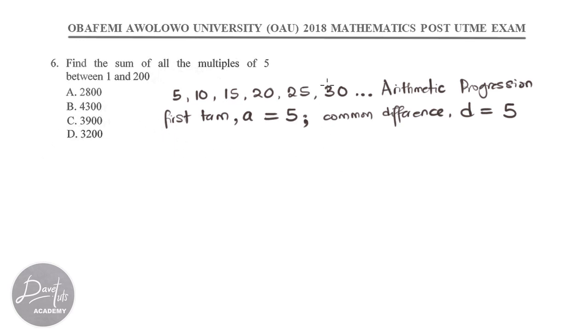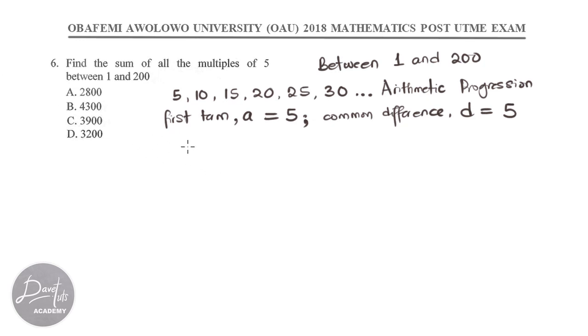Then we need to note something. They said it is between 1 and 200. What does that mean when they say it is between? That means 200 is not inclusive. It is only between. 1 is not inclusive, 200 is not inclusive. Now 200 is our focus area, because if we add 200, it's going to give us a totally different set of answers.